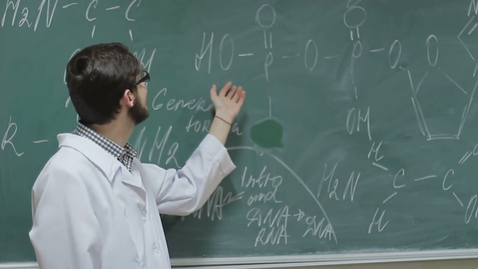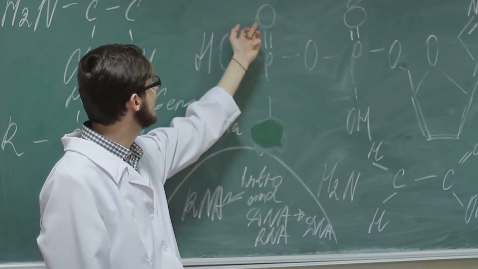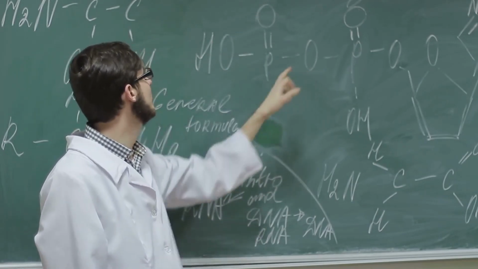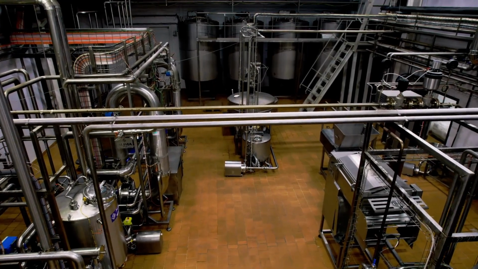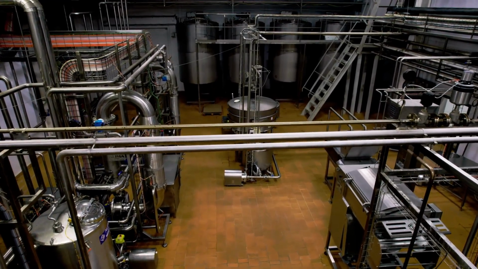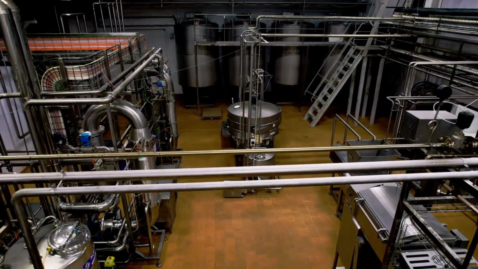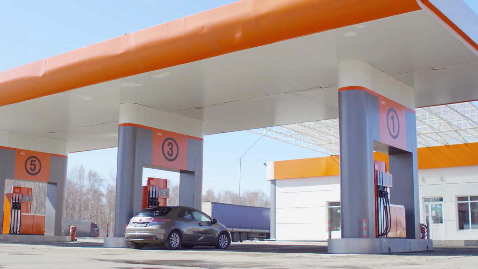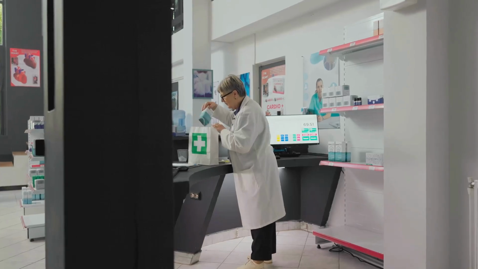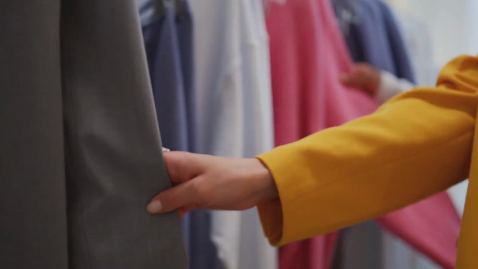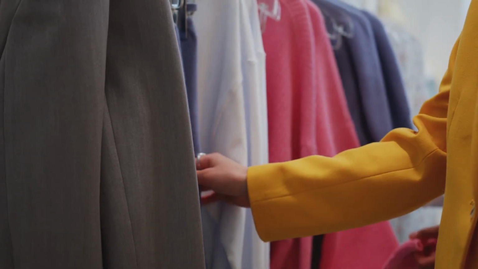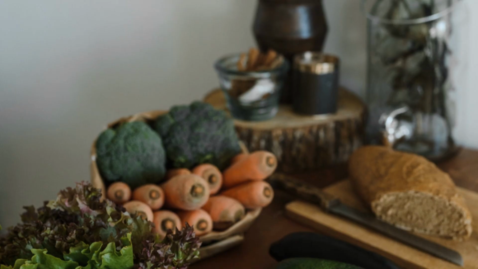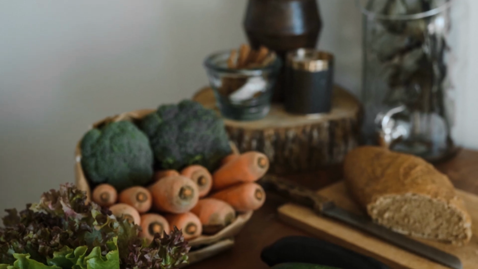Section 5. Organic chemistry in our world. Applications and importance. Organic chemistry, with hydrocarbons at its core, is the foundation for countless products and processes that shape our world. From the fuels that power our vehicles to the medicines that keep us healthy, organic chemistry plays a vital role. The clothes we wear, the furniture we sit on, the food we eat, they all have connections to organic chemistry.